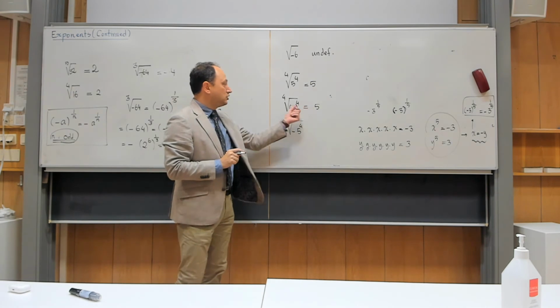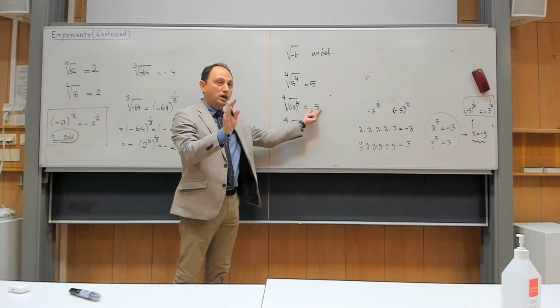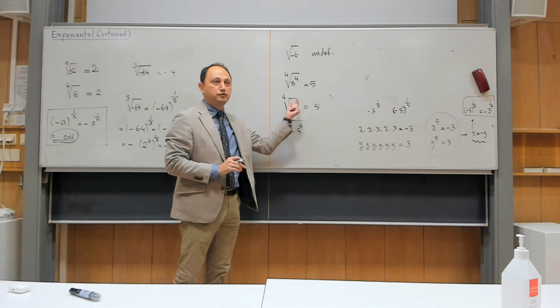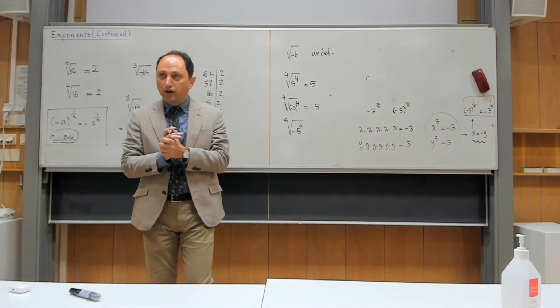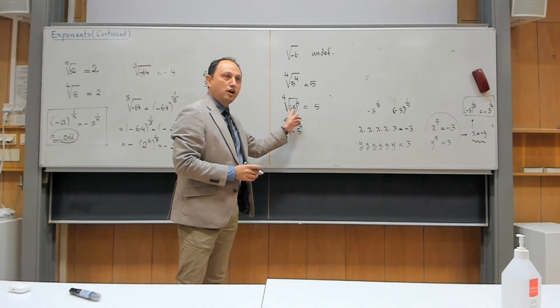Because it is asking you, give me the unique positive number so that when I multiply it 4 times, it becomes -5 to the power of 4. Is that clear? That number is 5, because 5 to the power of 4 is exactly as -5 to the power of 4.